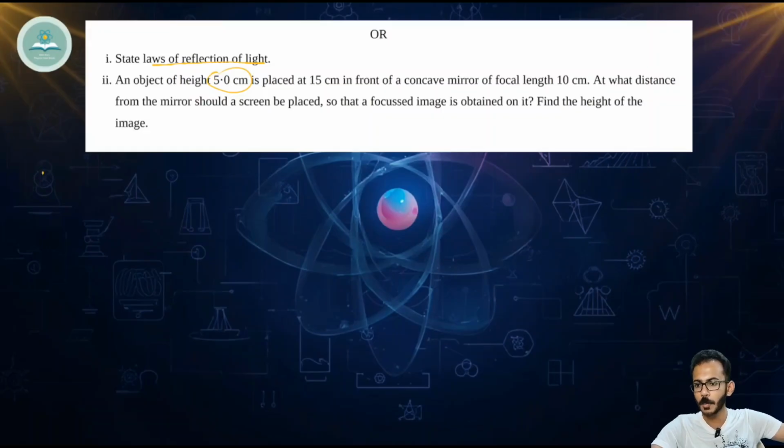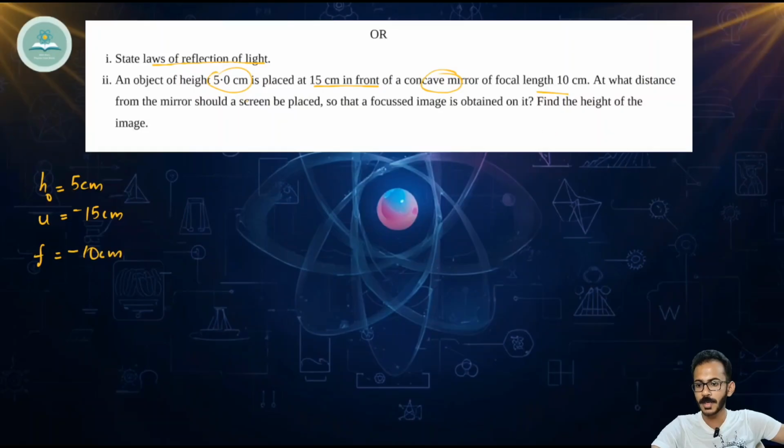An object of height 5 centimeter is placed at 15 centimeter in front of a concave mirror. So object distance is 15 centimeter. It is kept towards the left side always. It's a concave mirror of focal length 10 centimeter. Focal length is 10 centimeter. It is concave, so it should be negative.